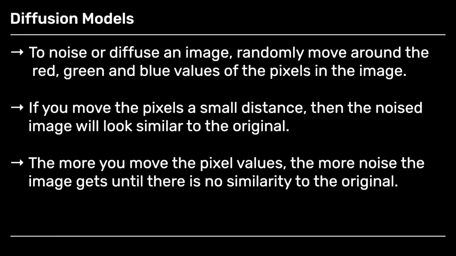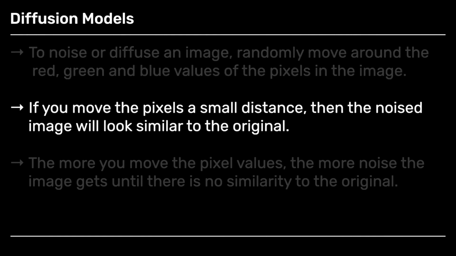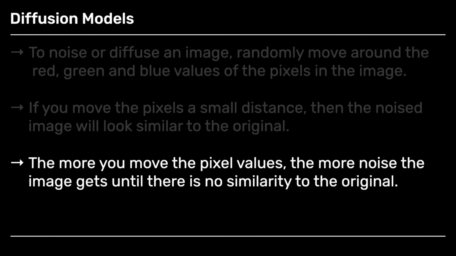So diffusion models were being worked on in a separate line of research, which didn't seem particularly promising at first. They produce images in a very different way to the generators of GANs or autoencoders. And their approach with diffusion models is based on noised images. So to noise or diffuse an image, you take the red, green and blue values of the pixels and you move them around randomly. If you only move them a small distance, then the noised image will still look mostly like the original with a bit of noise. But the more and more you move the pixel values, the more noisy the image gets, until there's really no sign of the content from the original image.